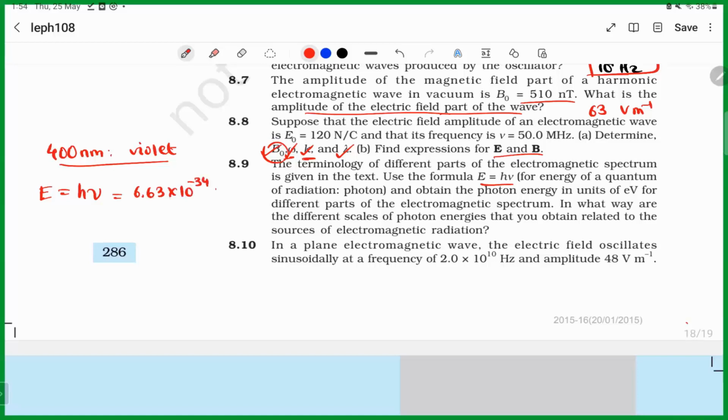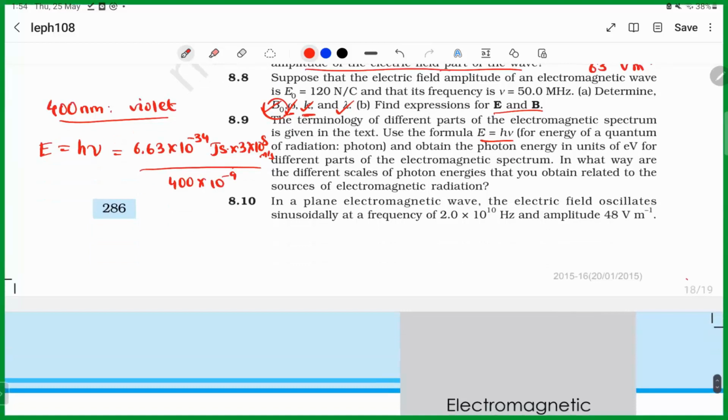So you know Planck's constant is 6.63 × 10⁻³⁴ joule second. I urge you to remember this value. It's a useful constant. Into the frequency. The frequency is simply given by the speed of light, which is 3 × 10⁸ meters per second, divided by the wavelength. Wavelength is 400 × 10⁻⁹. So you end up with 10⁻¹⁷ in the numerator.